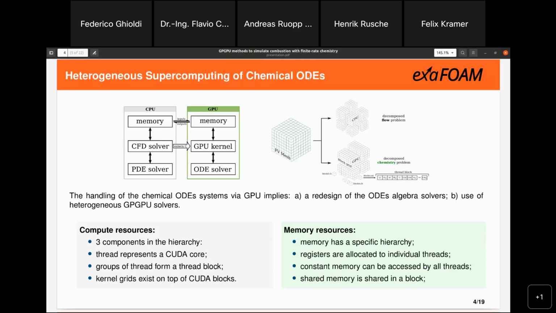So we preserve the solution of the PDEs on the CPU, but when it's time to solve the ordinary differential equations, we need to rely on the GPU. So there are two connections that we have to make. The first is that the memory of the GPU needs to, in some sense, be connected to the memory of the CPU. So they need to share information.